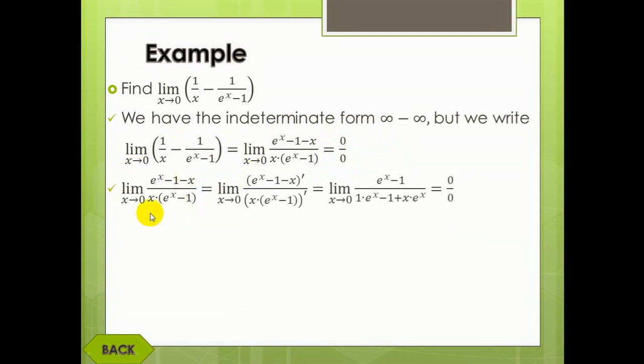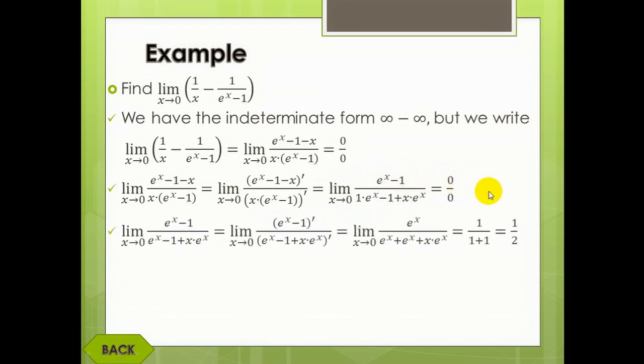So you need to differentiate each part. The derivative of e^x is itself, and the derivative of x is 1, so we get e^x − 1. For the other part we use the product rule: let u = x and let v = e^x. u' is 1, so we get e^x − 1 plus u times v', which is x e^x. When we substitute, the result is still 0 over 0.